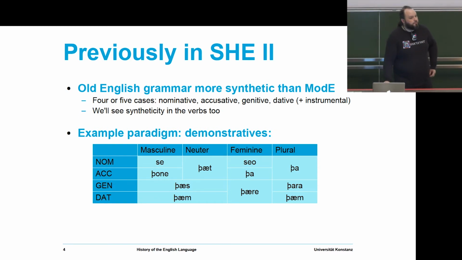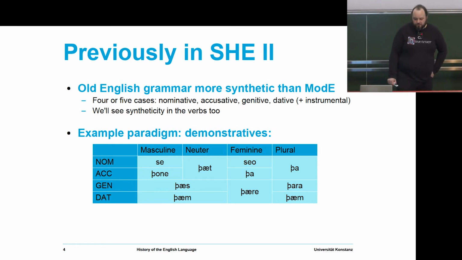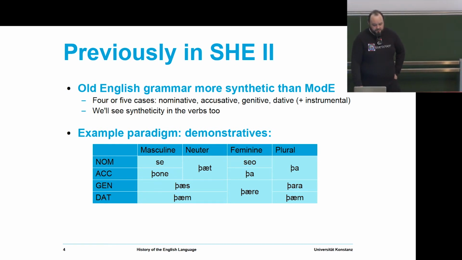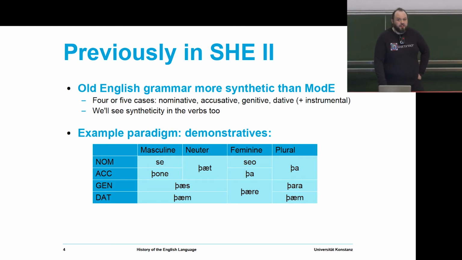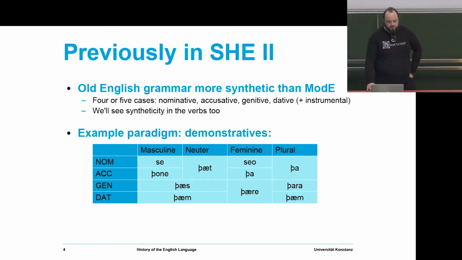And so here's a paradigm we saw last time. These are the demonstratives. And you can see in these demonstratives, some of them, especially towards the bottom of the table, should remind you of your own knowledge of German, because they behave very similarly with these thas and tham forms, thare, being quite similar to des, dem, der.